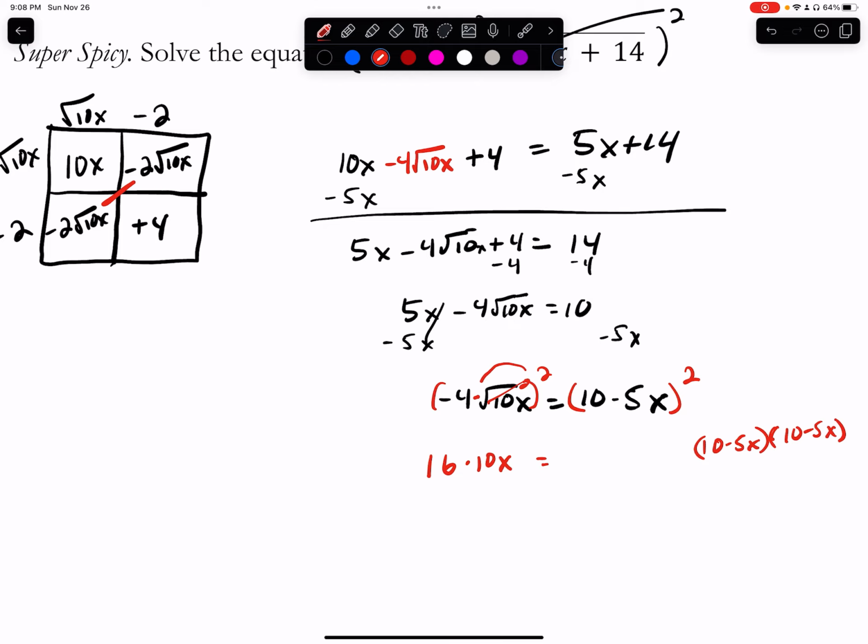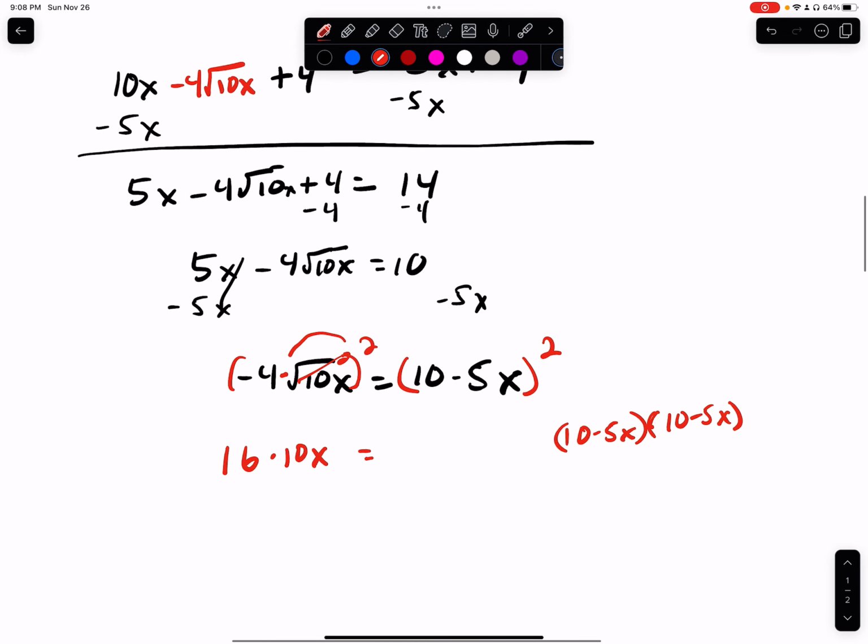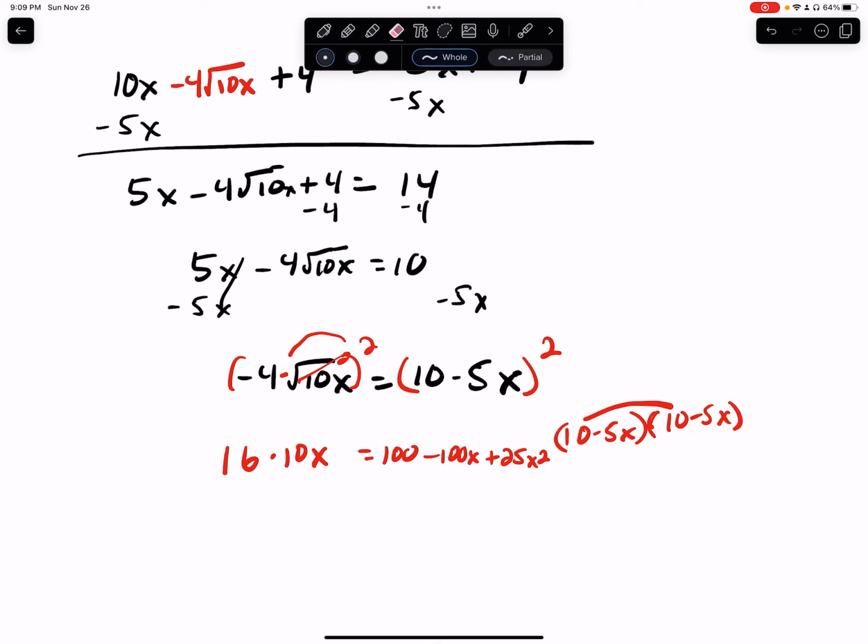Okay, if I go ahead and FOIL that out, I've got 100, and then minus 50x is going to be minus 100x, and then plus 25x squared. So we've got a heavy thing to deal with right now because 16 times 10, we have 160x over on the left-hand side now is equal to everything on the right-hand side.